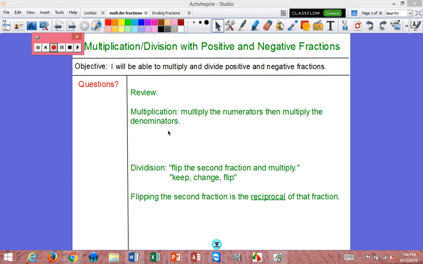Hey everyone! Alright, today's video is going to be over multiplying and dividing with positive and negative fractions. Your objective: I will be able to multiply and divide positive and negative fractions.